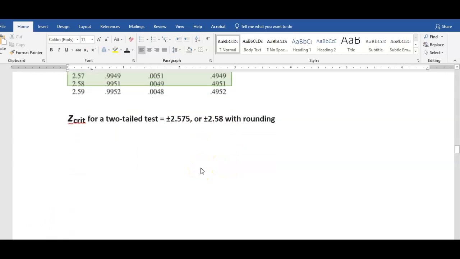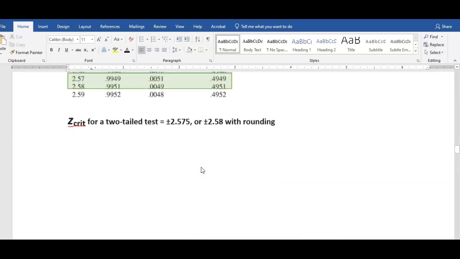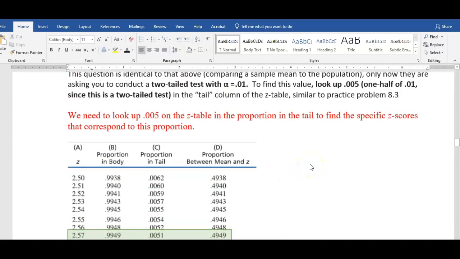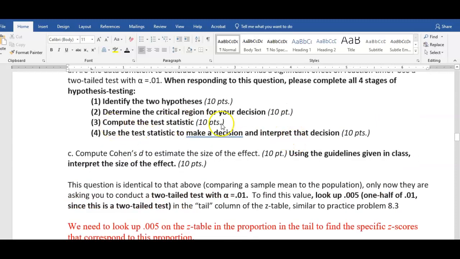Okay, so then you calculate your z obtained and compare it to the 2.58. If it's greater than, you reject. If it's not greater than, you don't reject the null. And then you solve for d. In this one, yes, you make your decision and then you solve d and interpret that effect size.